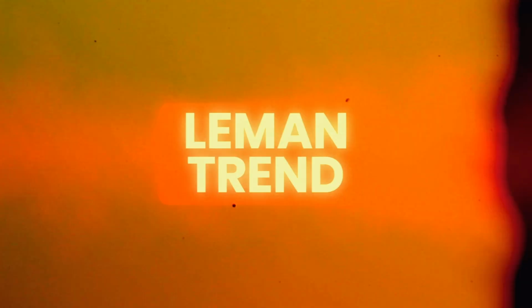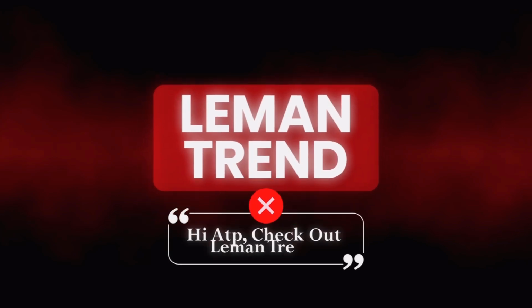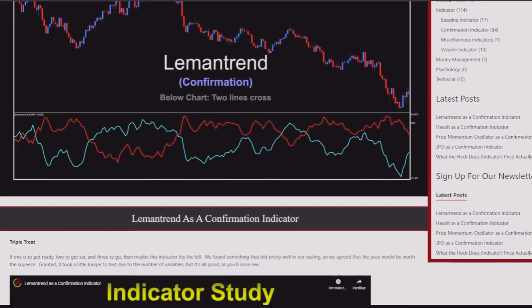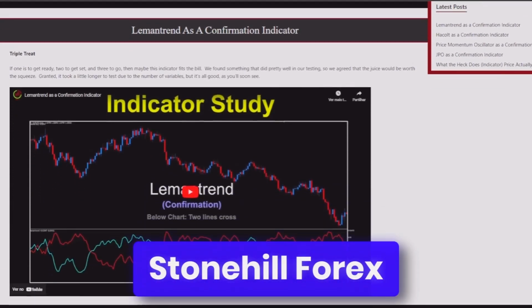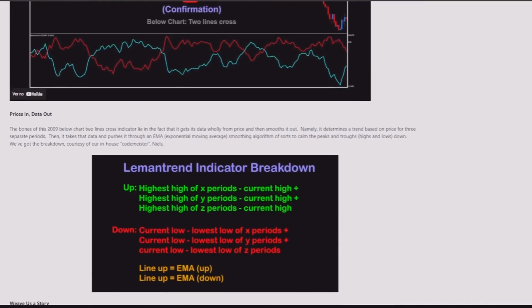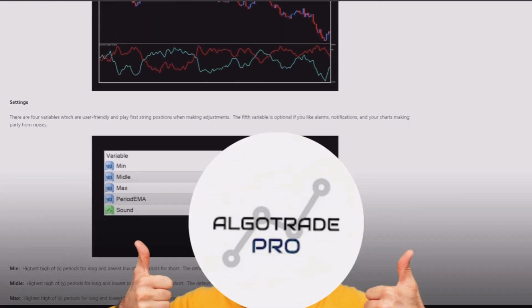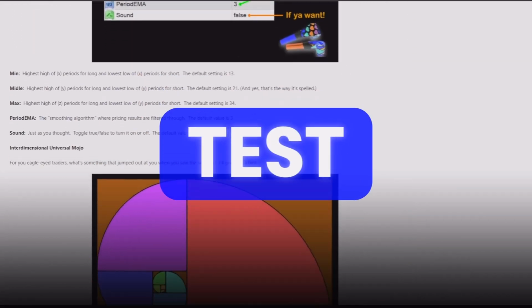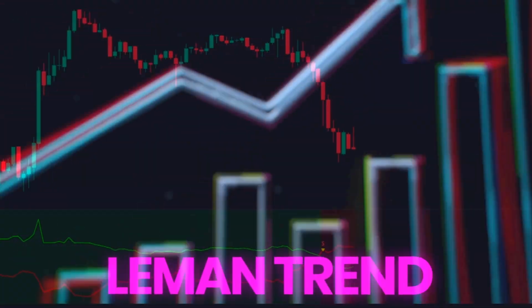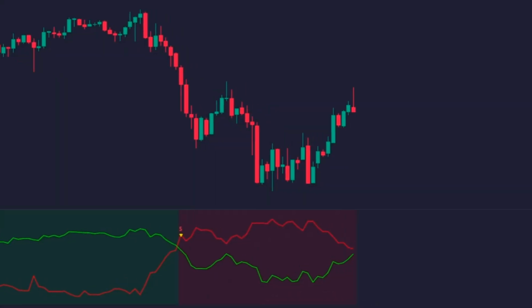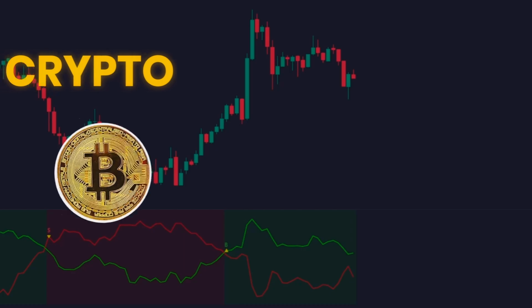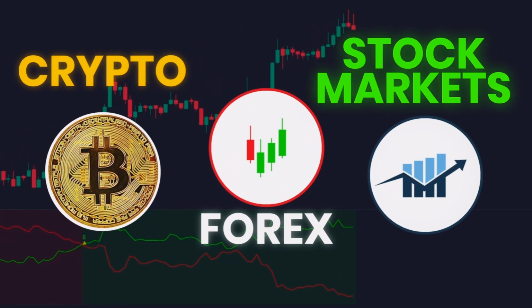This time, unlike previous episodes, this indicator wasn't suggested by one of our subscribers. Instead, I stumbled upon it while browsing a blog called Stonehill Forex. The blog piqued my interest with its detailed description of the Leman Trend, and I knew we had to put it to the test. So we'll dive deep and see how well this indicator performs across different markets like crypto, Forex and the stock markets.